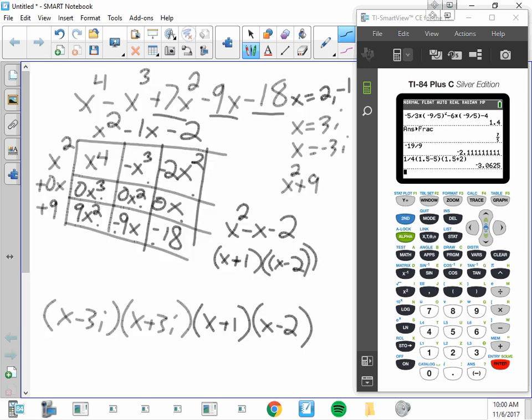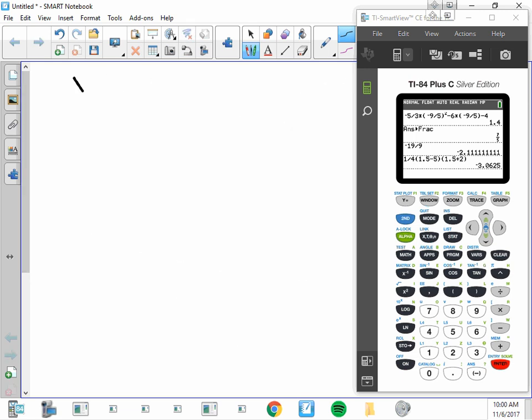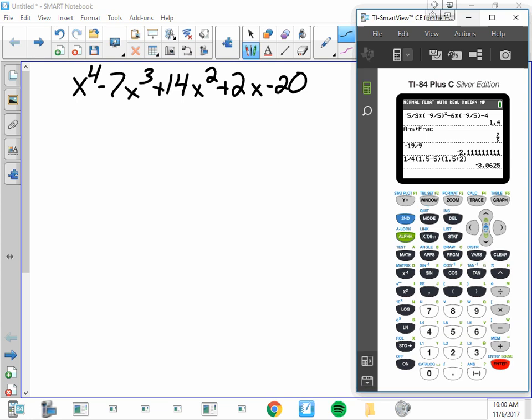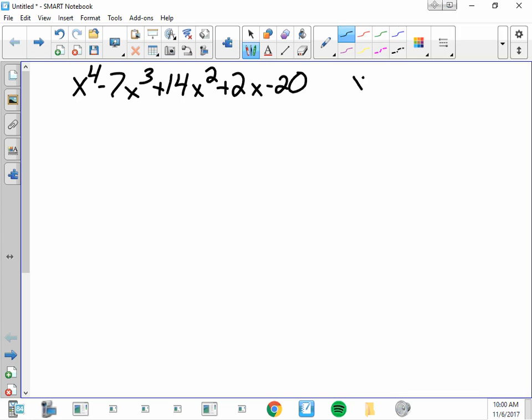34. X to the fourth minus 7x to the third plus 14x squared plus 2x minus 20. And I know that one of my roots is 3 plus i, so the other one must be 3 minus i. What quadratic is created with 3 plus i and 3 minus i?